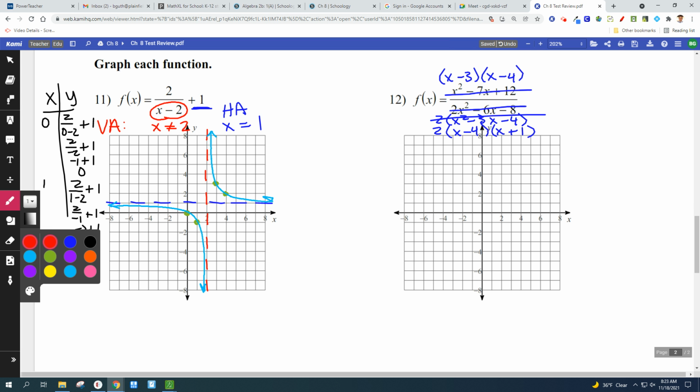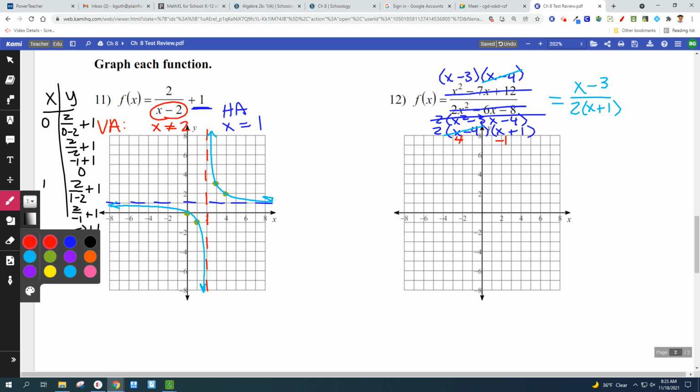Now, we've got two different numbers that cause problems. Positive 4 and negative 1 both cause problems. But remember, and we learned this, when the bottom equals 0, it's either a vertical asymptote or a hole. When the bottom equals 0 and it cancels out, that's where it is a hole. So in this case, since that x minus 4 is going to cancel out, and your new fraction would be x minus 3 over 2 times x plus 1, the one that canceled out is going to be a hole.